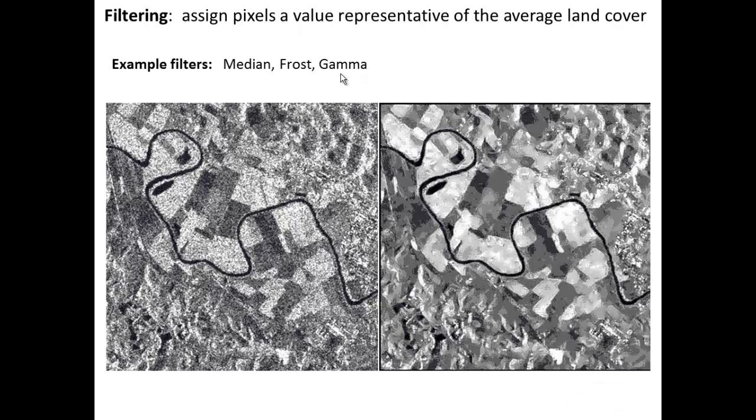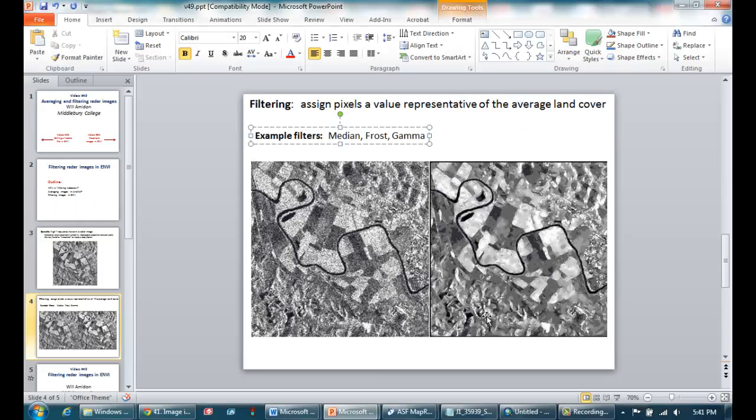And in addition to these filters, of course, if we have multiple radar images of the same scene, we can actually average those radar images and beat down some of the speckle that way. So the first thing I'll show you how to do is take two images into ArcMap and average them, and then I'll show you how to do some filtering in ENVI.